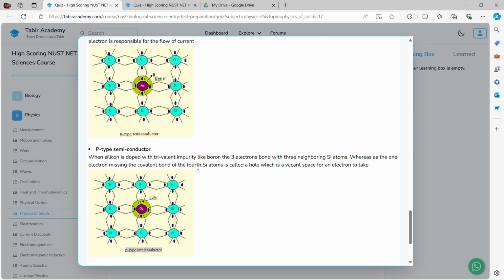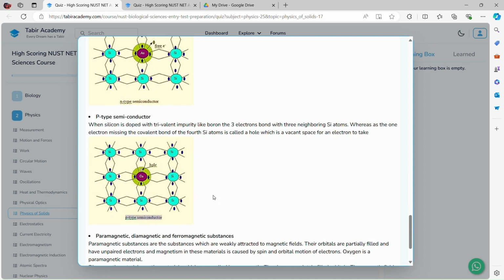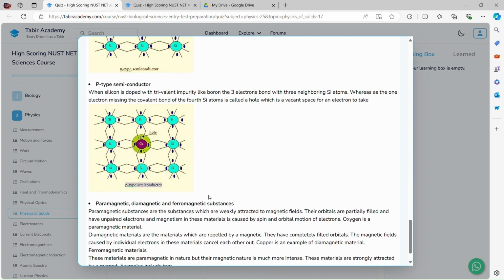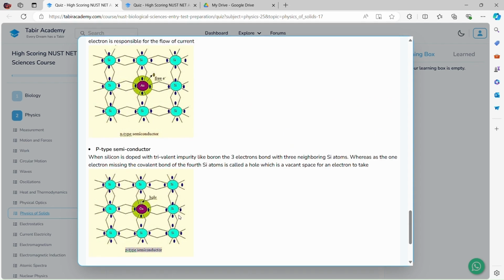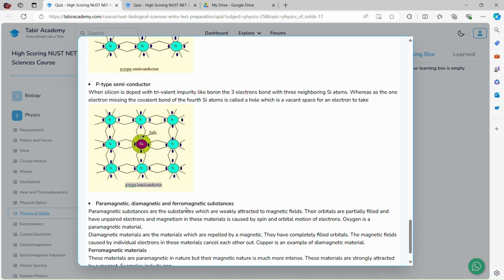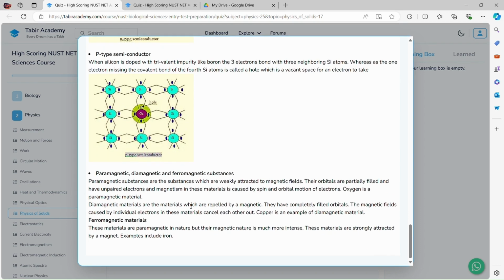P-type semiconductor. When silicon is doped with trivalent impurity like boron, the 3 electrons bond with 3 neighboring Si atoms, whereas the 1 electron missing in the covalent bond of the fourth silicon atom is called a hole, which is a vacant space for an electron to take. This is your p-type semiconductor. Here you can see there's a free electron in the n-type, whereas here there's a hole in the p-type semiconductor.